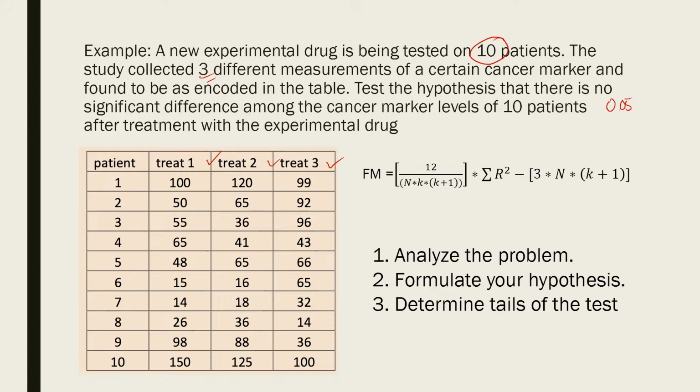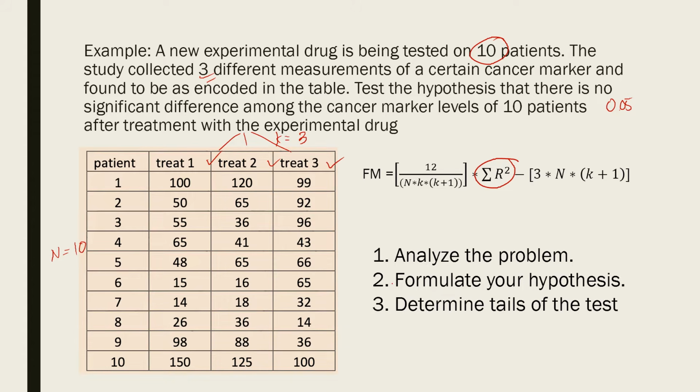Okay, so the Friedman test requires us to get n, which we already know to be 10, and k, which we know to be 3. So that's k is equal to 3. And then we are left with chi-square r, which we're going to be solving later.